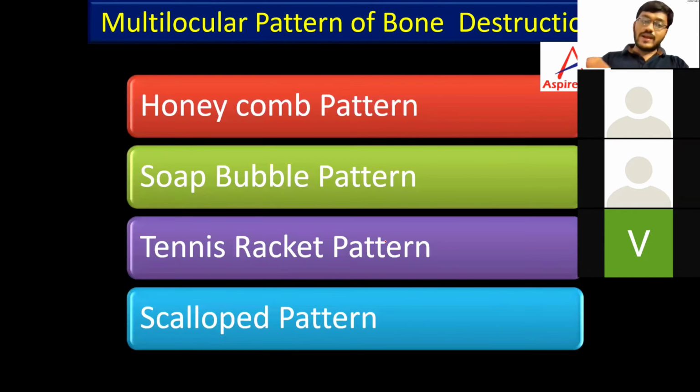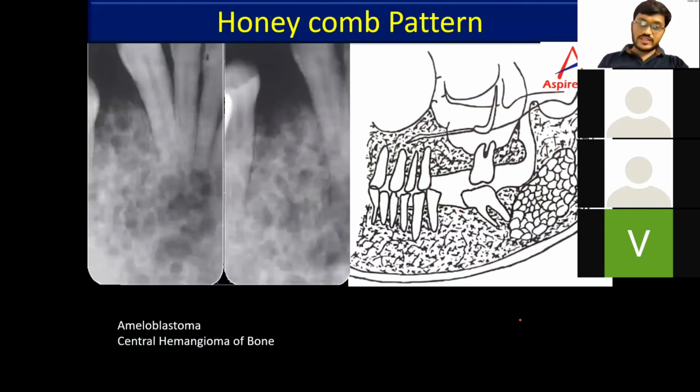So this multilocular pattern, if they are smaller in size, we'll call them honeycomb pattern. If it is larger in size, we'll call them soap bubble pattern. There are some other patterns also, which is a tennis racket appearance where the septa are at 90 degrees to each other, and the scallop pattern that I've just now explained to you. So here you can see small areas, which is honeycomb pattern, as you can see in this case also.